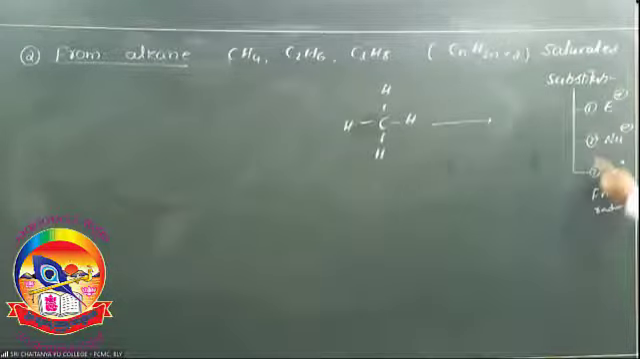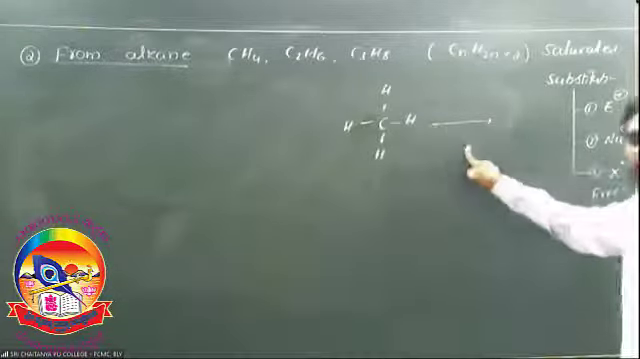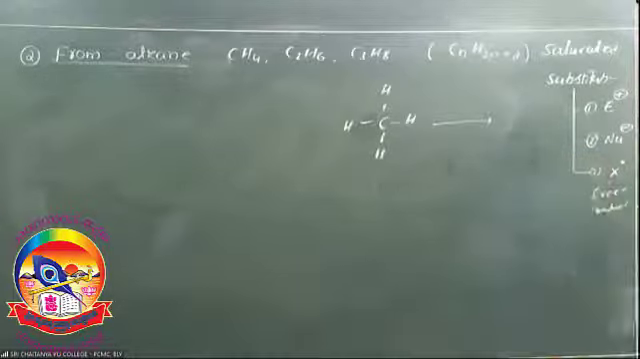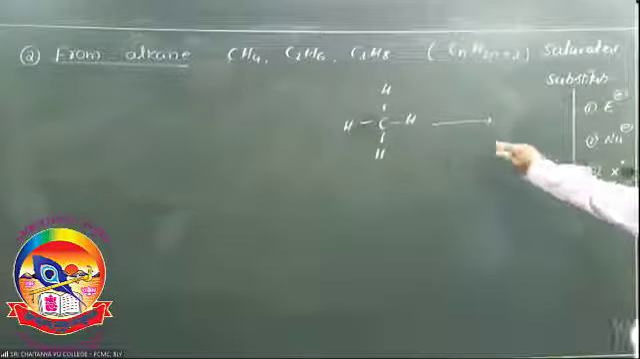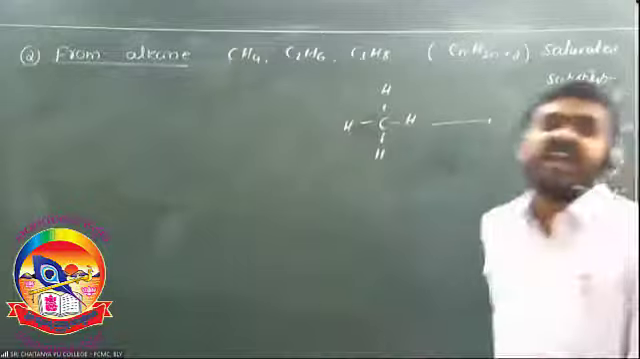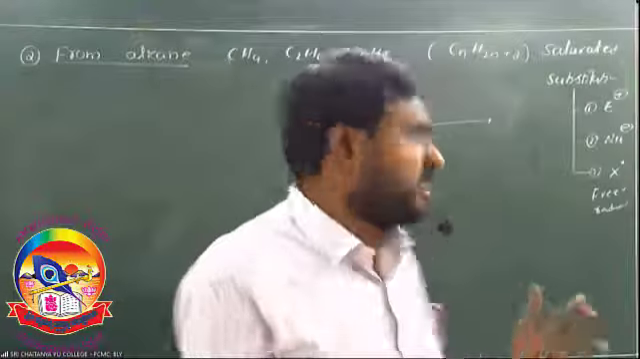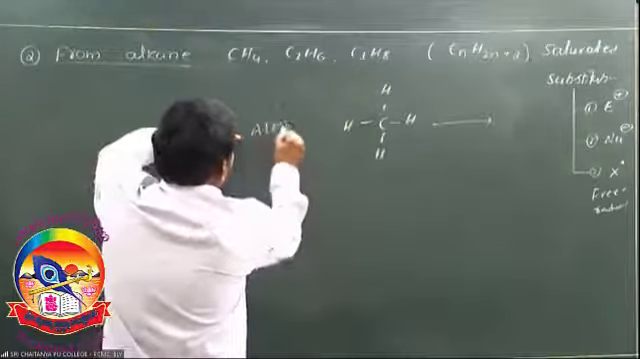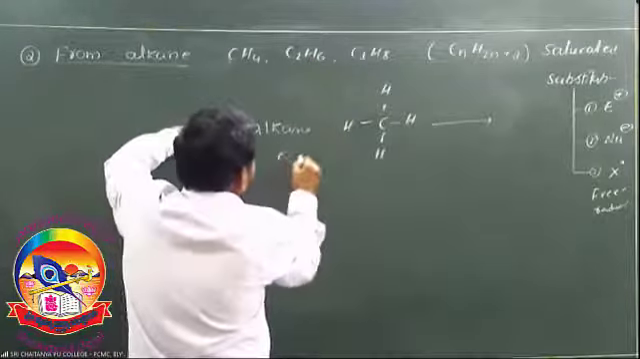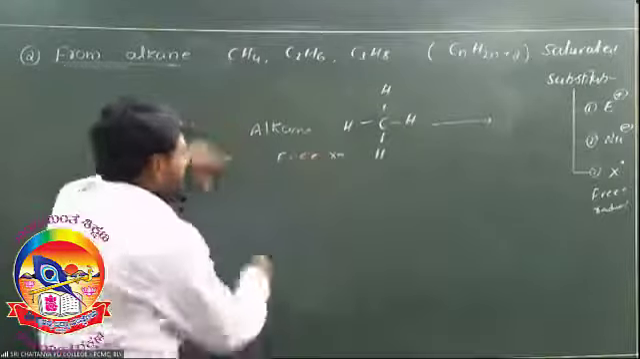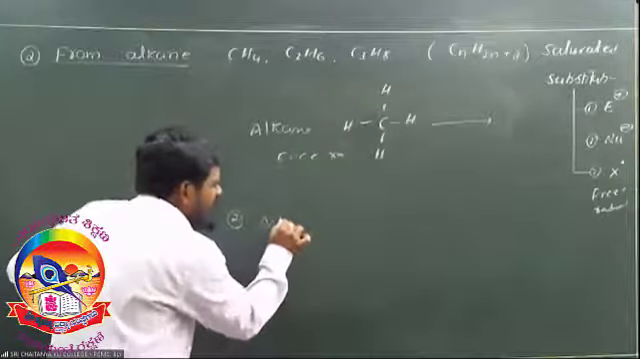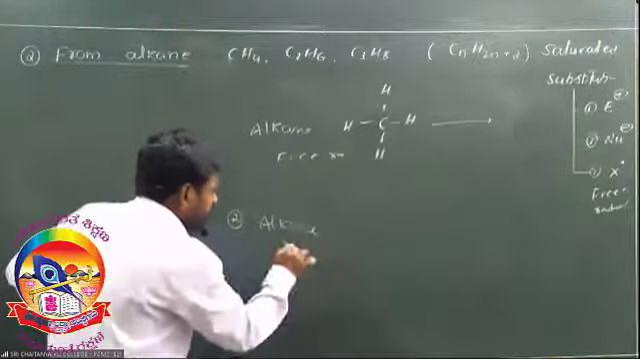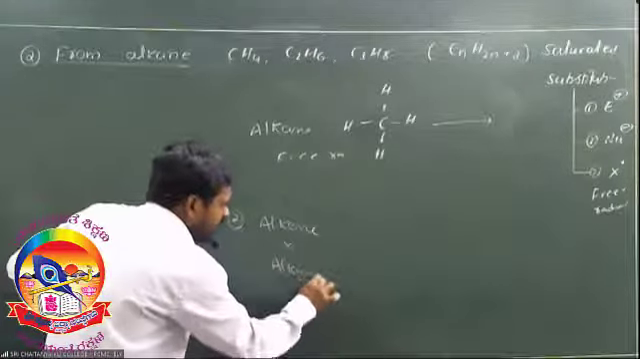Among these three types, which type of substitution do alkanes undergo: free radical, nucleophilic, or electrophilic? The characteristic reaction of alkanes is free radical substitution. So alkanes undergo free radical substitution reactions.